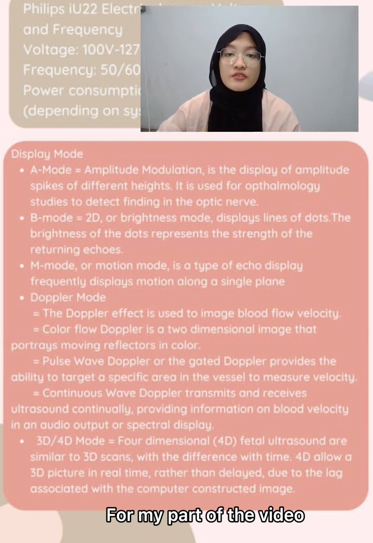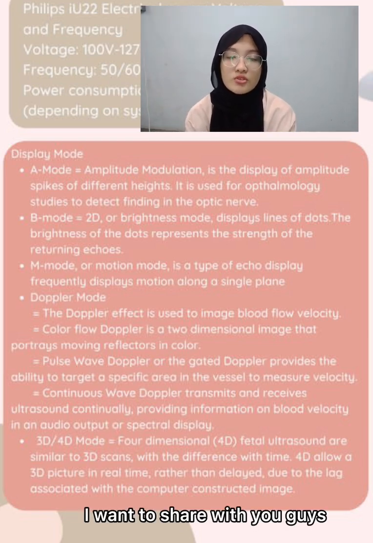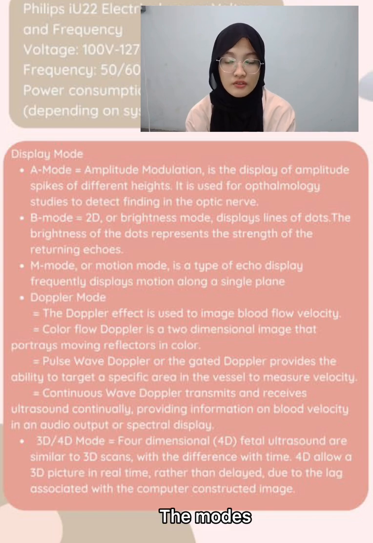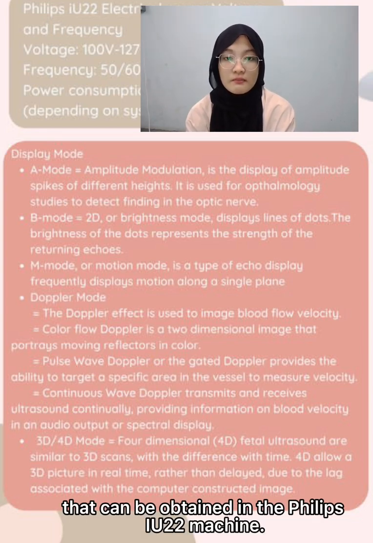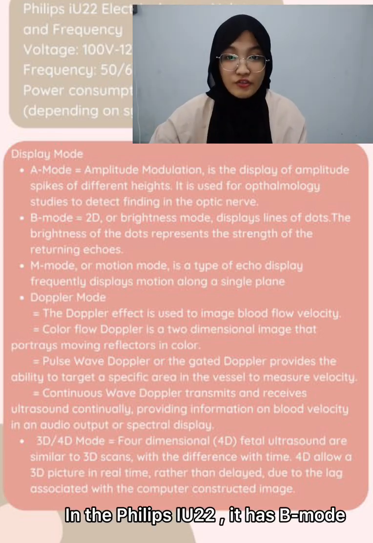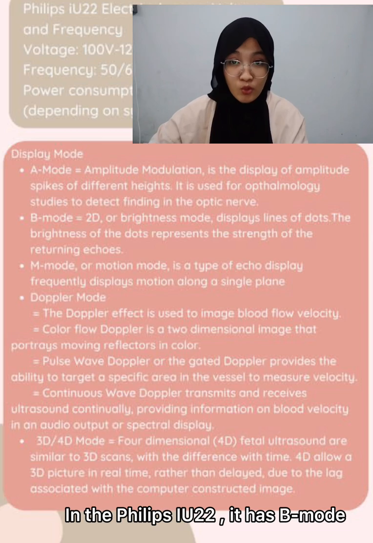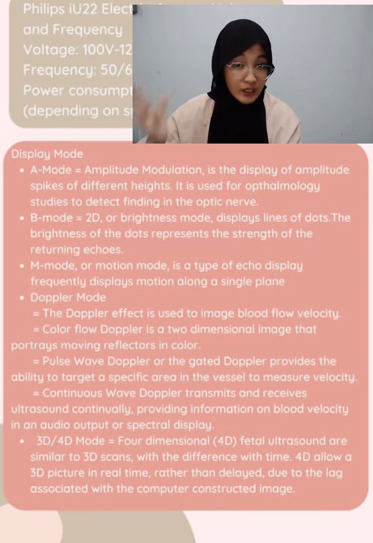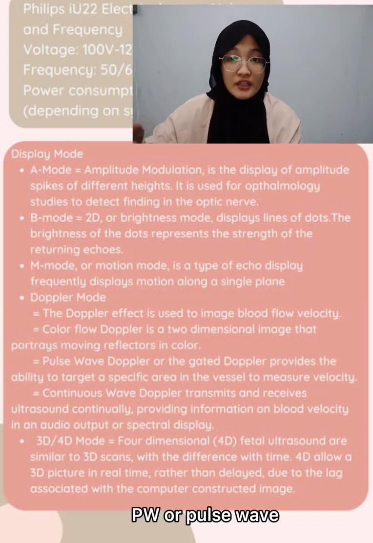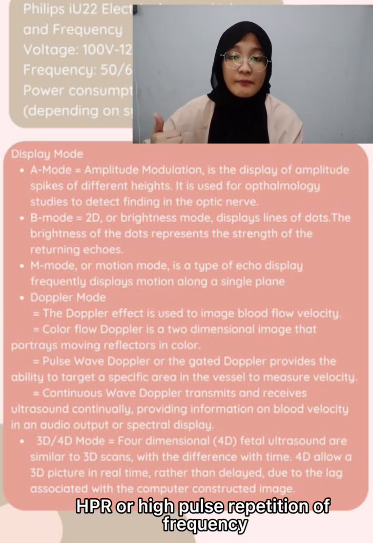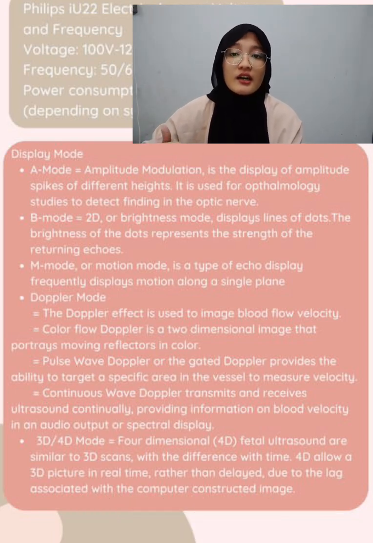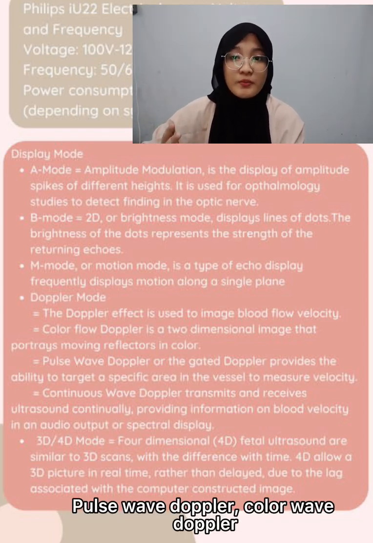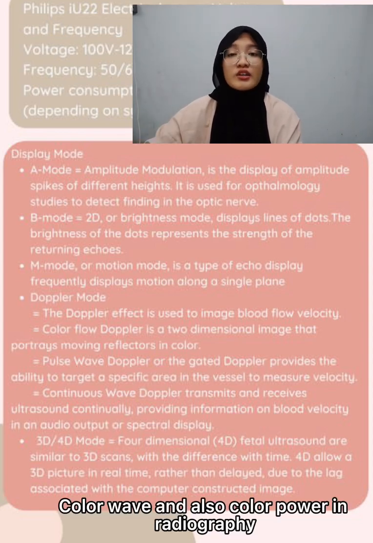And for my part of the video, I'm about to share with you the modes that can be obtained in the Philips IU22 machines. In Philips IU22, it has 2D mode, M mode, 3D mode, 4D mode, live 3D echo, PW or pulse wave, HPRF or high pulse repetition frequency, pulse wave Doppler, color wave Doppler, cerebral color wave, and also color power angiography.